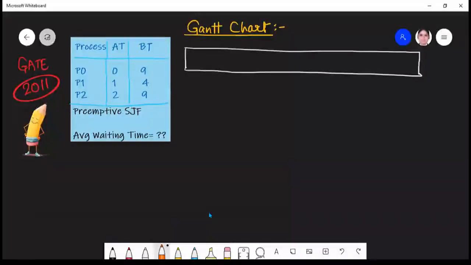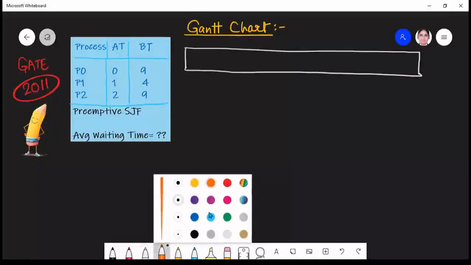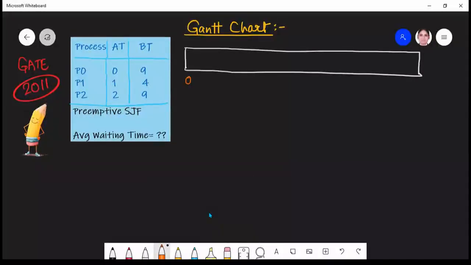Here, as you can see, we are given these processes with their arrival time and burst time. At the 0th millisecond, only one process is available, that is P0. So P0 will take the CPU and it is going to run only for the next 1 millisecond because this is preemptive SJF. After 1 millisecond, we check which other processes have joined. The burst time remaining for P0 is 8.